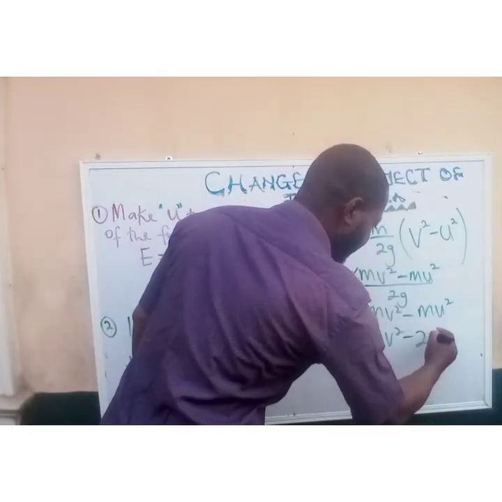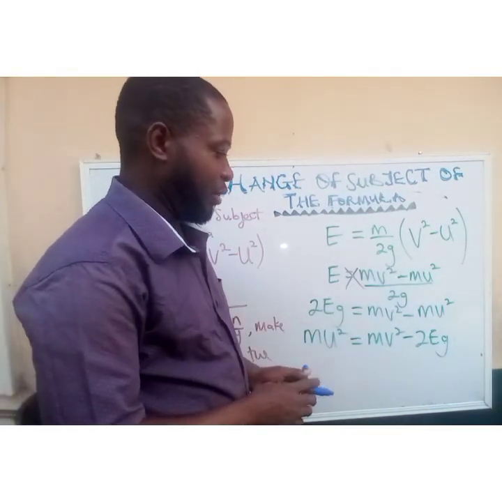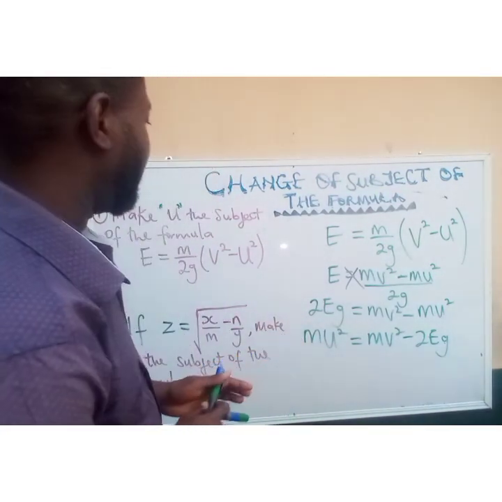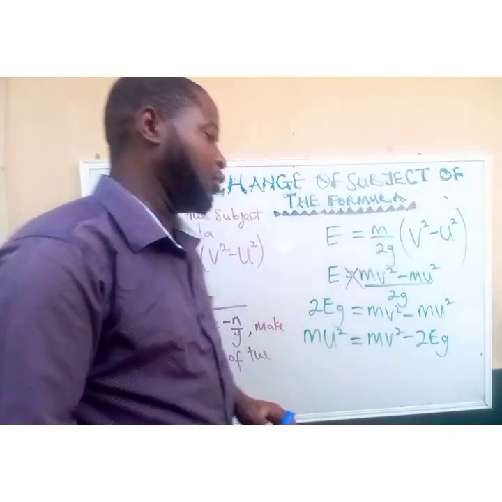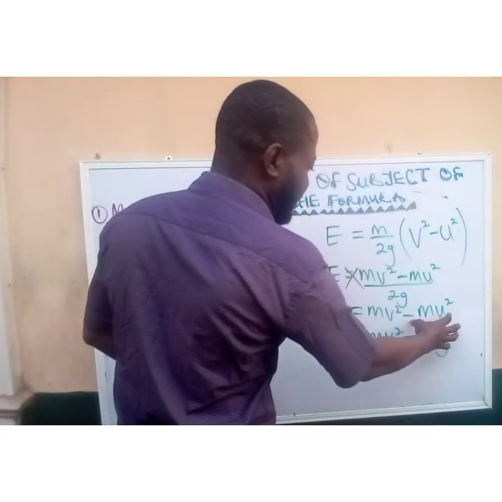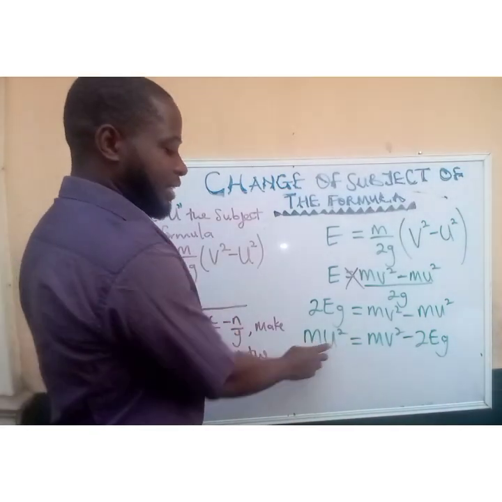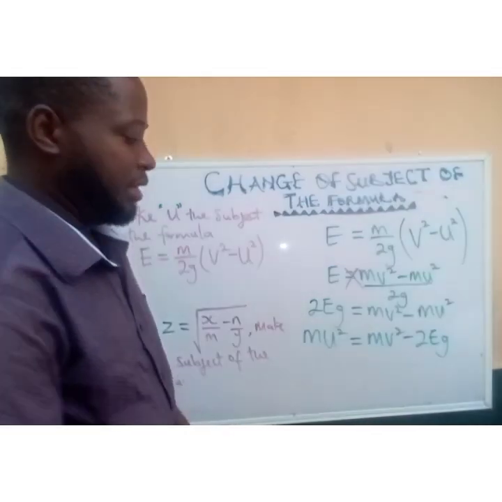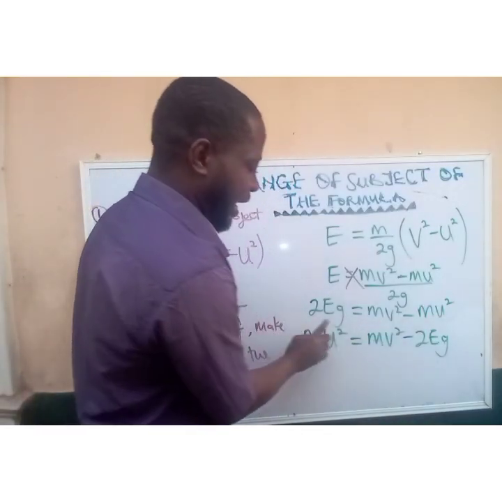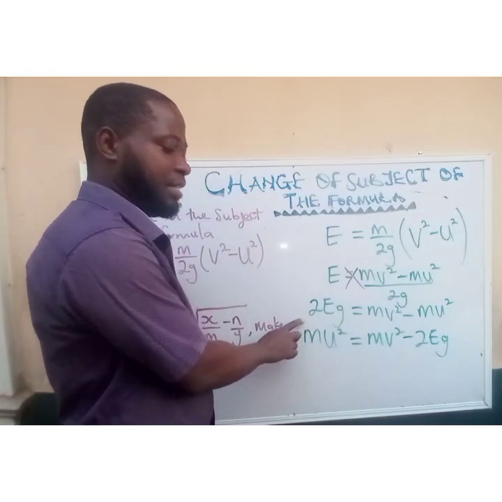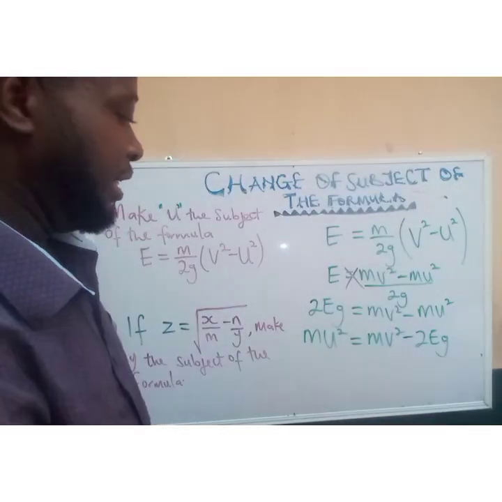It becomes minus 2EG. Once again, the next thing is to rearrange. When I want to rearrange, because the required subject is U, I'm going to isolate it. I'm going to make sure that it stands on its own. So in that case, the minus MU square here should move to this side to become positive MU square. Then we have equals to MV square, which still maintains its place, and the positive 2EG here, we move to this side to become minus 2EG.